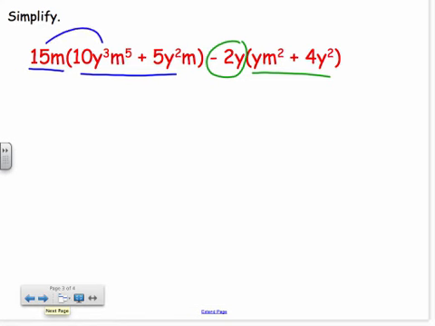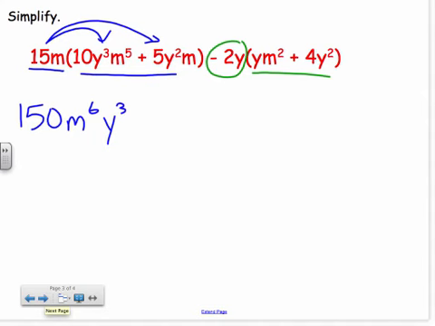So we got to distribute it to my first term. Let's multiply those coefficients: 15 times 10 is 150. Then I have m times, well, m to the 5th would give me m to the 6th. And no y's to multiply, so I still have a y to the 3rd. There's that first part.